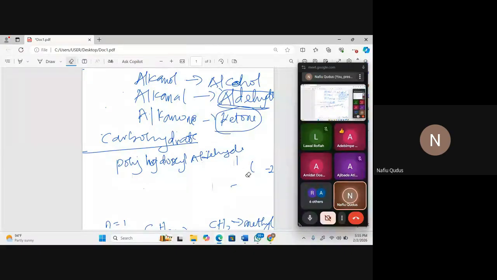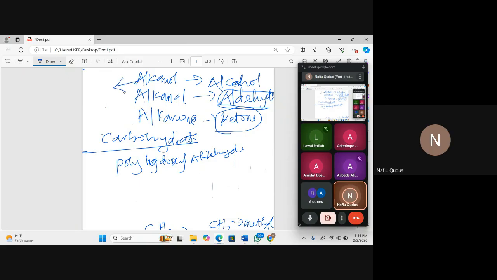Now, all these, we also have alkanoids. So we have a lot of compounds, which we are going to take one after the other. As we said, alkanol is also known as alcohol. Alkanal is known as aldehyde. Alkanone is known as ketone. So they have their functional groups.